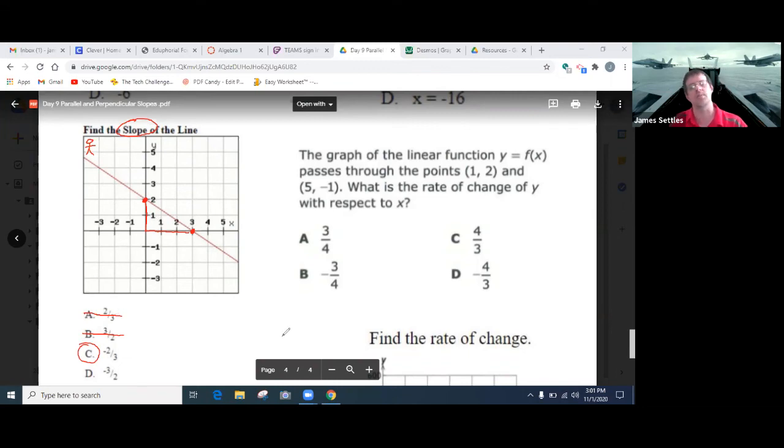So I don't consider slope to be easy, but I do consider positive or negative to be easy. So you should at least be able to eliminate half of these and then go choose your answer.